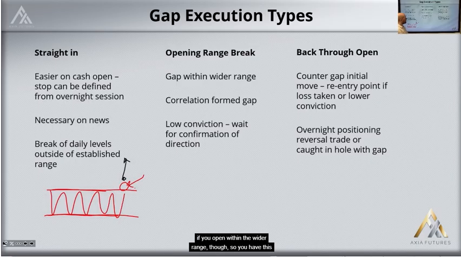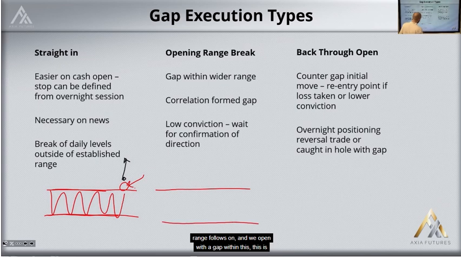If you open within the wider range though, so you have this range follows on and we open with a gap within this, this is where the situation changes. So if I had a trade like this and then we open up here within the current range, the structure that has happened here is important. What is it that's caused this gap? And why is it that it has not been able to escape the range? And this is one then where your opening range break is going to be more important, because whatever's created the gap has not been sufficient to get us beyond where we're currently happy trading.